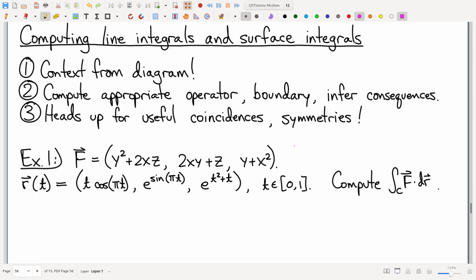And then while you're at it, head on a swivel. Watch out for geometric good fortune. You get lucky sometimes. You'd be surprised, again, how often you get lucky, right? You've got to take the freebies when they come. And likewise, always be on the lookout for symmetry arguments. And again, it's really nice when that happens.